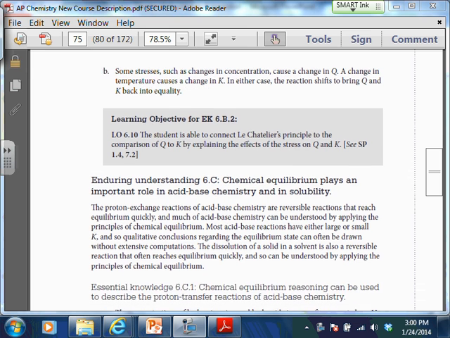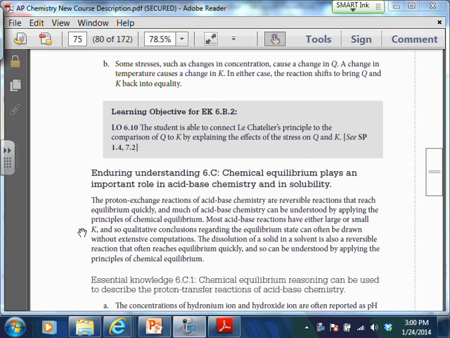Okay, here it is. Some stresses, such as change in concentration, will cause a change in Q. All right? So you change the concentration by adding a reactant. That changes Q. It's going to work to get back to K. Now, if you change your temperature, that changes K. All right? So now Q and K are different because the K changed. So then the reaction will shift in either case to bring Q and K back into equality. I thought that was a good way to explain it, so I thought I would show that to you guys.